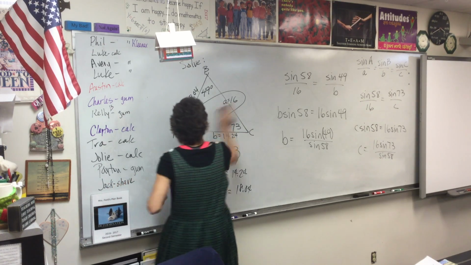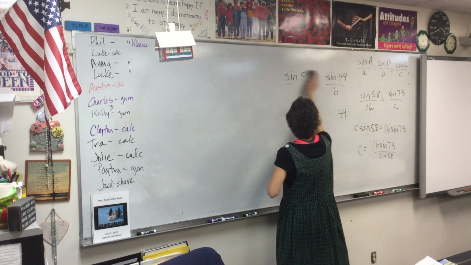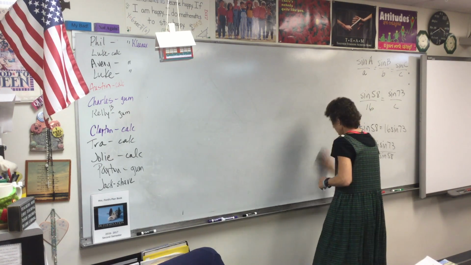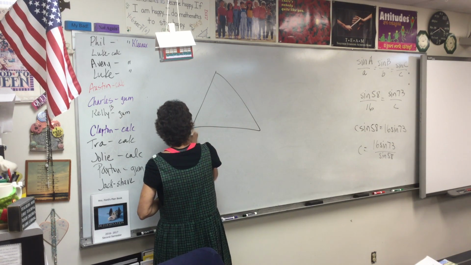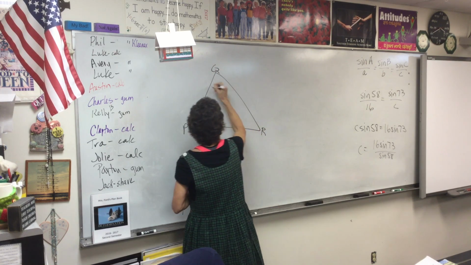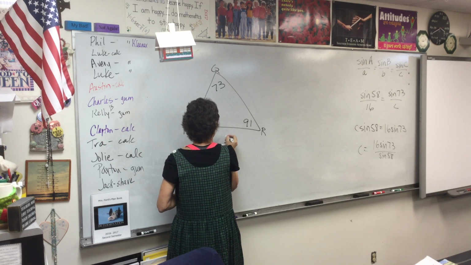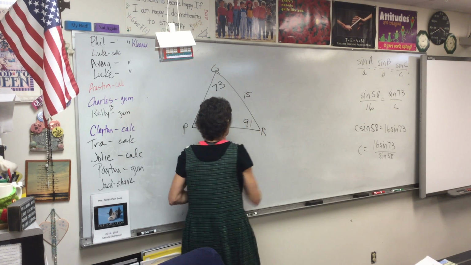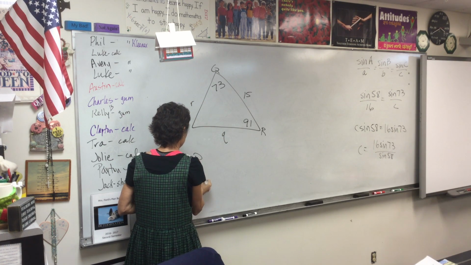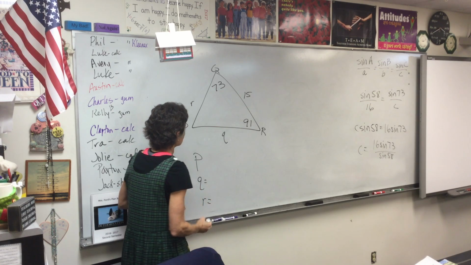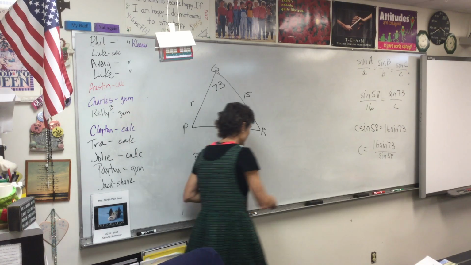Okay, so here we go. Now we're going to try one. You're going to do it all by yourselves. Compare your answers with your neighbor. Make sure everybody's getting the same thing. And then we will look at the one potential difficulty with the law of sines. Okay, so we want to find angle P, side Q, and side R. Those are our variables. So would you jump in and do that?